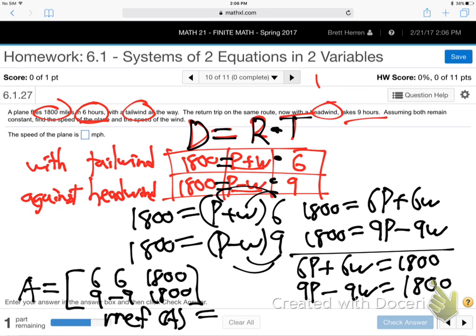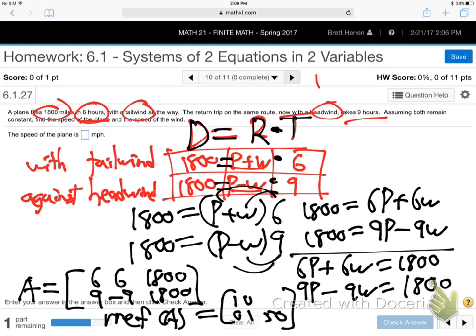All 6 numbers? The full matrix, top and bottom rows? No, just the right side. 250 and 50? 250 and 50, thank you. So it's 1, 0, 250, 0, 1, 50? Just 50. Okay. What are you guys getting? So the answers are 250 and 50.